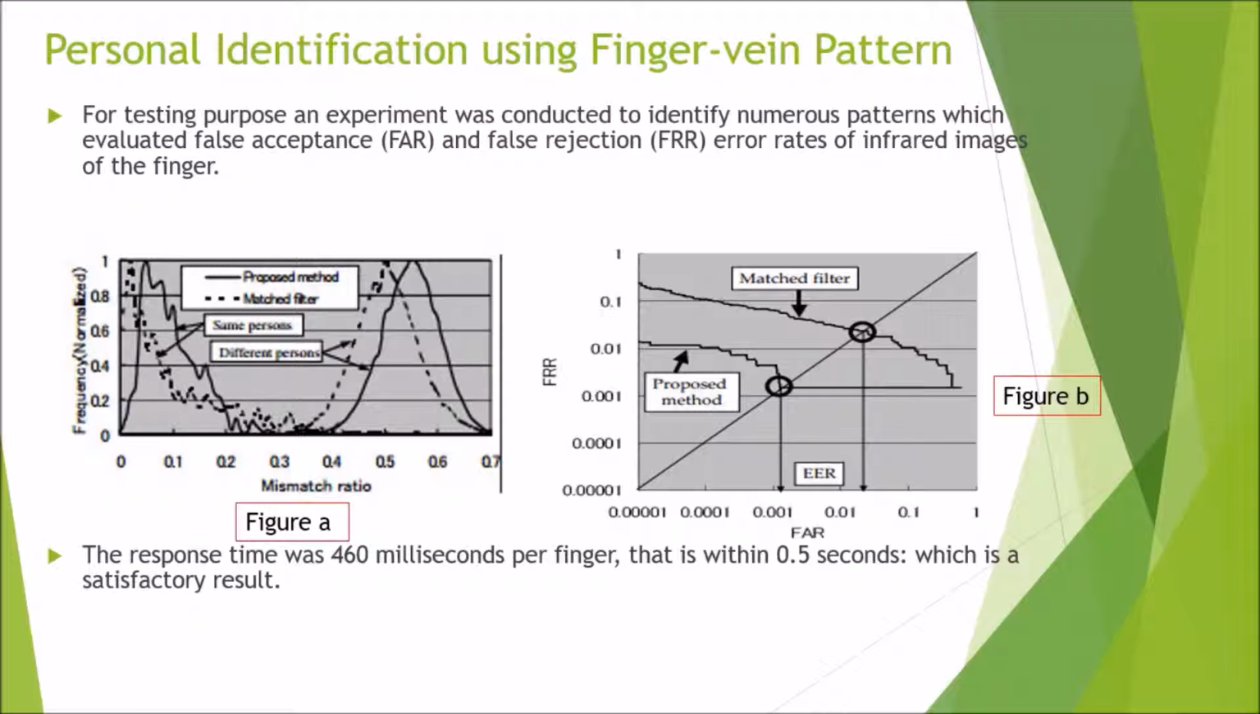The averages of the distributions among different persons were high. The mismatch ratio was around 50% for both methods. The receiver operating characteristic ROC curve, which shows the relationship between FAR and FRR, is shown in figure B. It shows that EER was 0.145% for a mismatch ratio of 37.6% when the proposed method was used. The average time for feature extraction was 450 milliseconds and that for matching was 10 milliseconds. That is, the total time for identification was 460 milliseconds per finger. The response time was thus within 0.5 seconds. In other words, the response time sufficiently satisfied the requirements for user convenience.